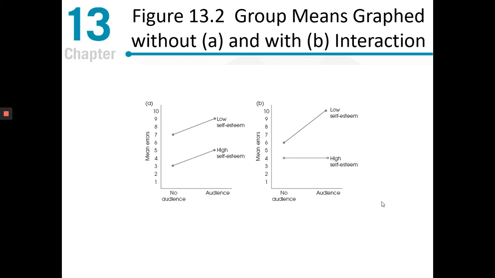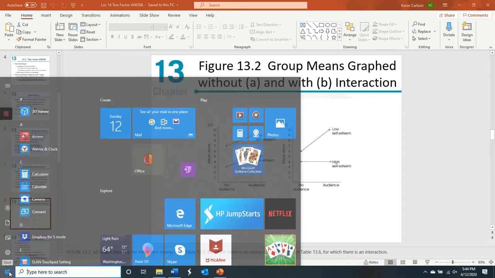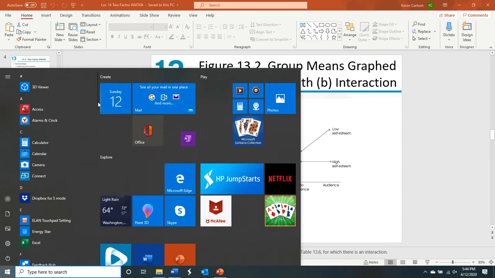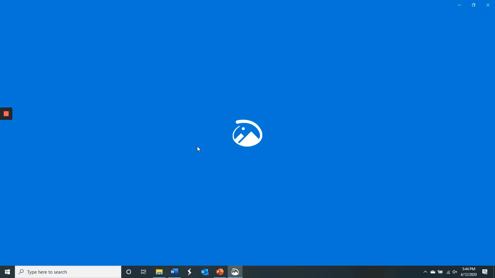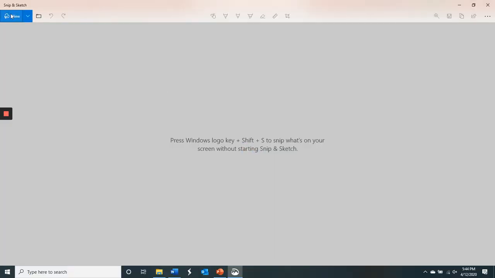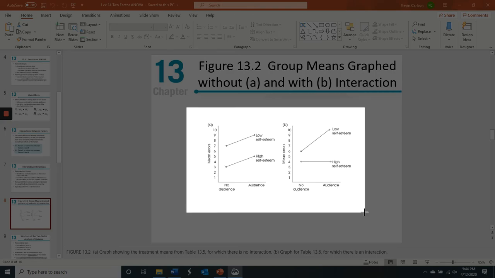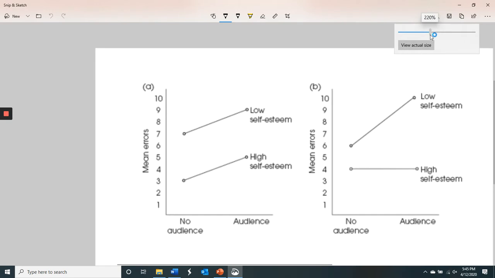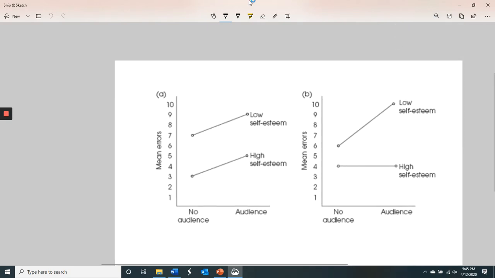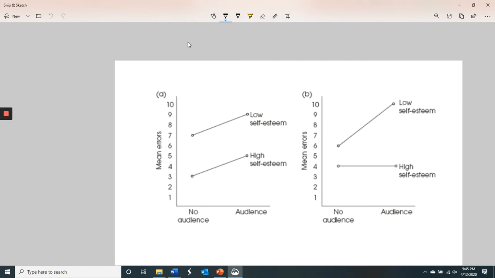So here's another example. I'm going to snip this just because I want to draw on this. Even though some of this might be pretty straightforward, I think some people would like this drawn out. And I'm going to expand this too. And so you can see here, there's a study. We don't even have to know much about the study. We can kind of see what's going on here.